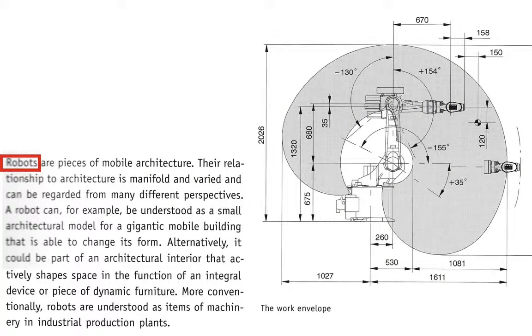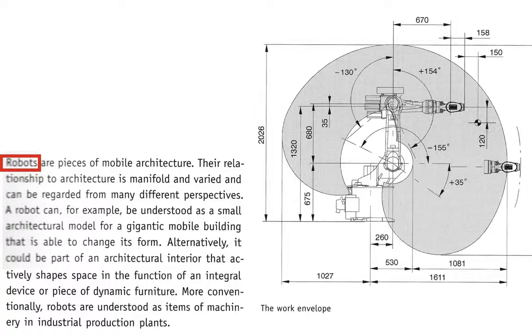If we look at this very beautiful diagram, depicting the work envelope of the robotic arm, we can think about it in spatial terms. Robots are pieces of mobile architecture. Their relationship to our discipline is manifold and can be regarded from many different perspectives. A robot can be understood as a small model for a gigantic mobile building that is able to change its form.